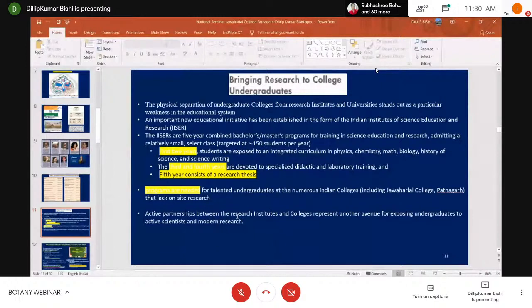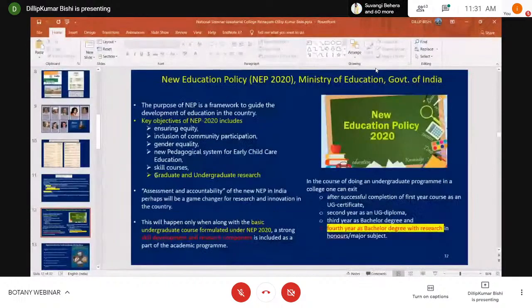In this paper, very recently, and I'm not going to talk about the details of it, most of them will finally undergo this kind of implementation very soon. So in that, there is one particular domain that is a key objective of NEP 2020: that graduate and undergraduate research has to be an important criterion with focus on skill development and research component.